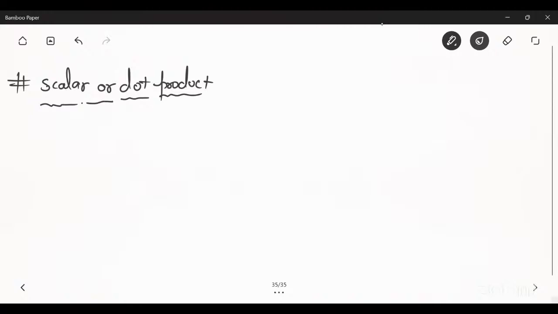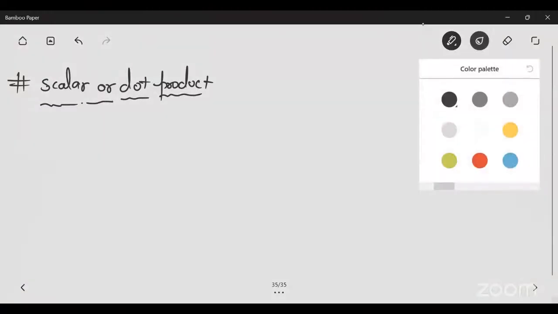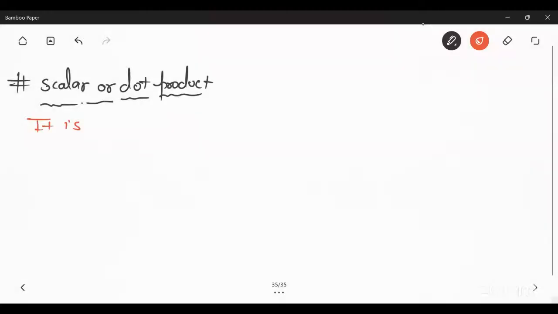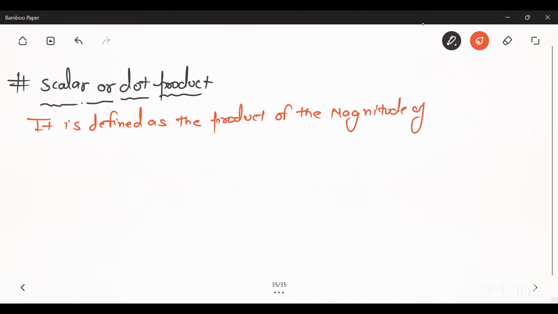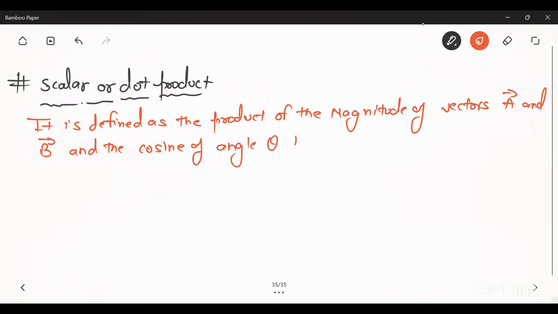Now what is the scalar or dot product? It is defined as the product of the magnitude of the vectors A vector and B vector and the cosine of the angle theta between them.